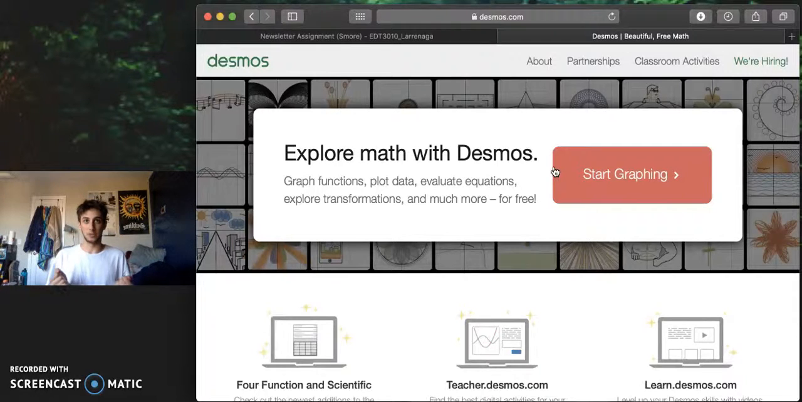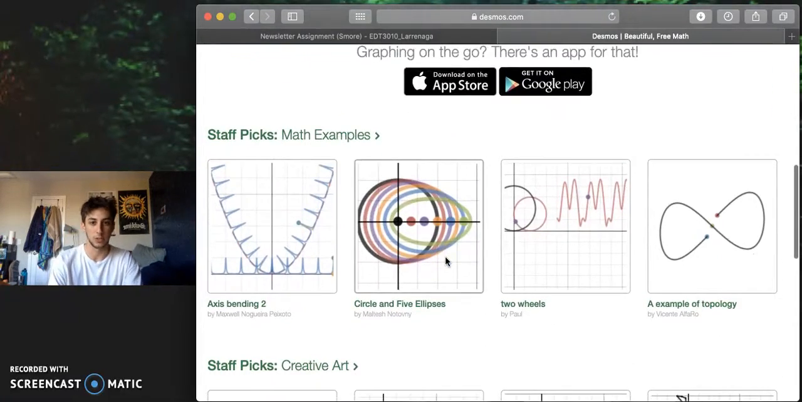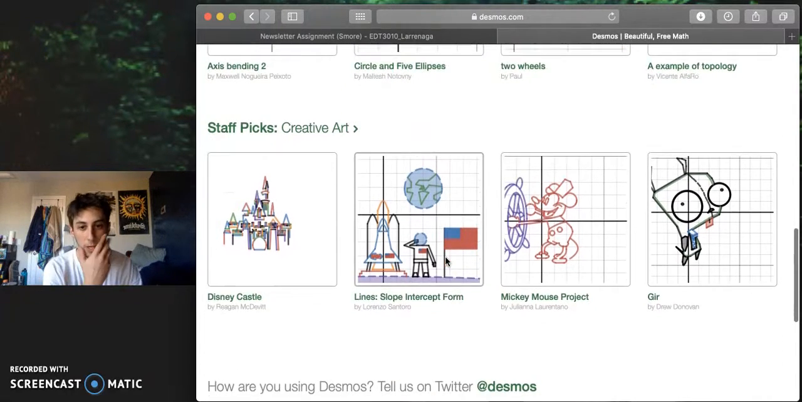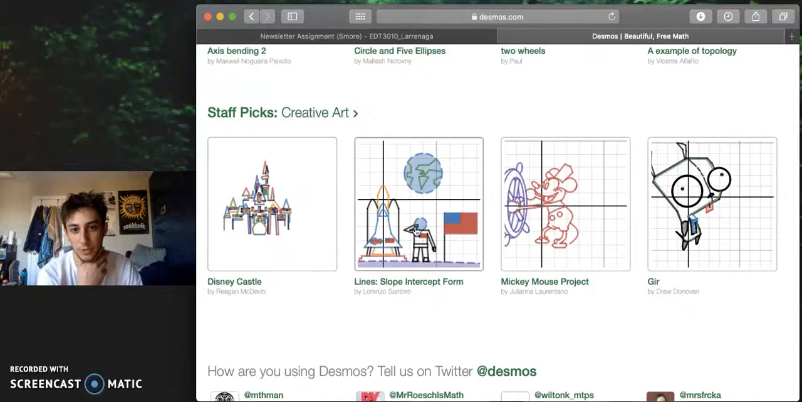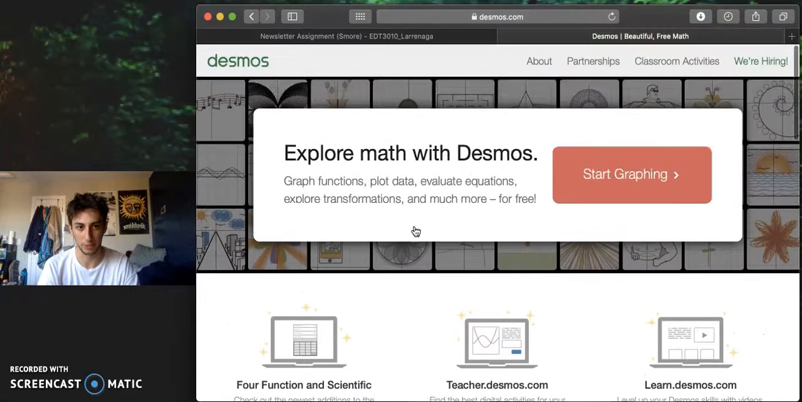Desmos is an effective tool because you're able to change the equations in real time and see how the functions, the exponents, and different operations affect the actual graphs. There are all these cool graphs you can make by typing in equations, like the castles and the moon, but we're going to be using it to model functions that we can look at in real life.